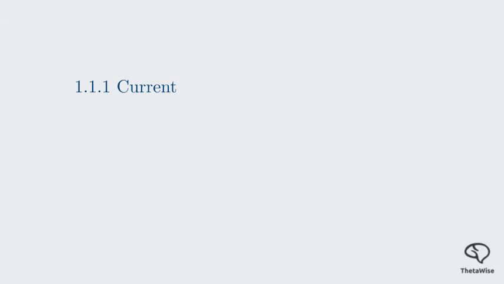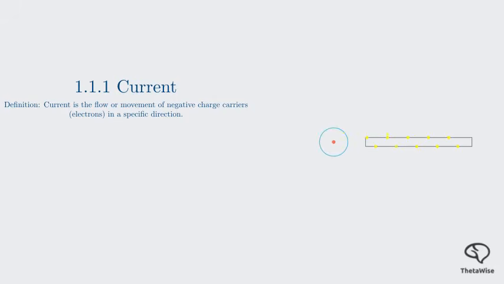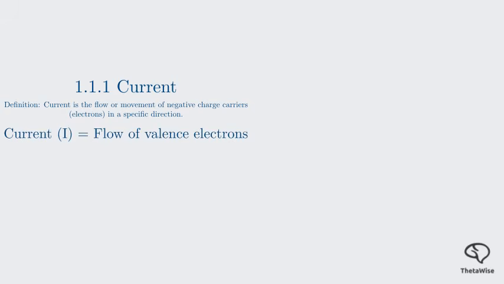Our first topic is electric current. What is it really? Electricity is defined as the flow of charged particles. In metal conductors like copper wires, these charge carriers are electrons. Specifically, they are the electrons in the outermost shell of an atom, called valence electrons, which are excited and flow in an organized direction. This directed movement of valence electrons is what we call current. We represent current with the symbol I and measure its magnitude in units called amperes, or A for short.